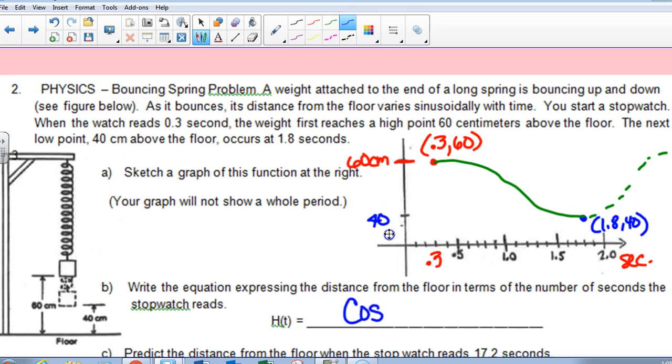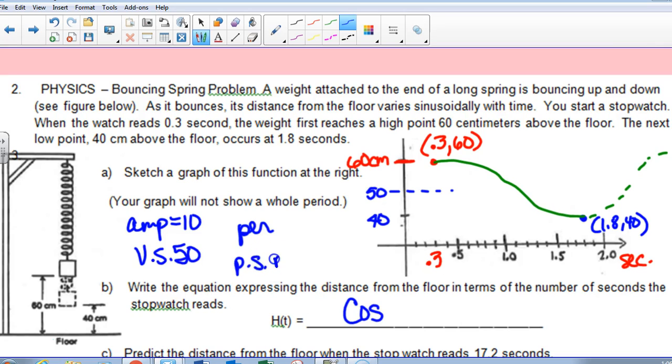Amplitude. Halfway between here and here would be 50, right? And above that goes 10, and below it goes 10. So the amplitude is 10. The vertical shift is up 50. What else do we need? Period? Phase shift would be what? Right, 0.3. Good job. Period?